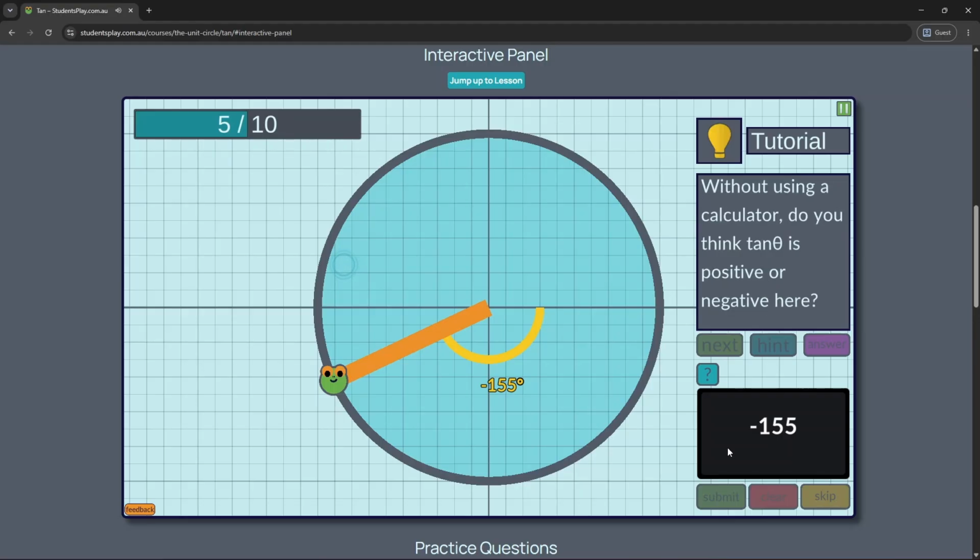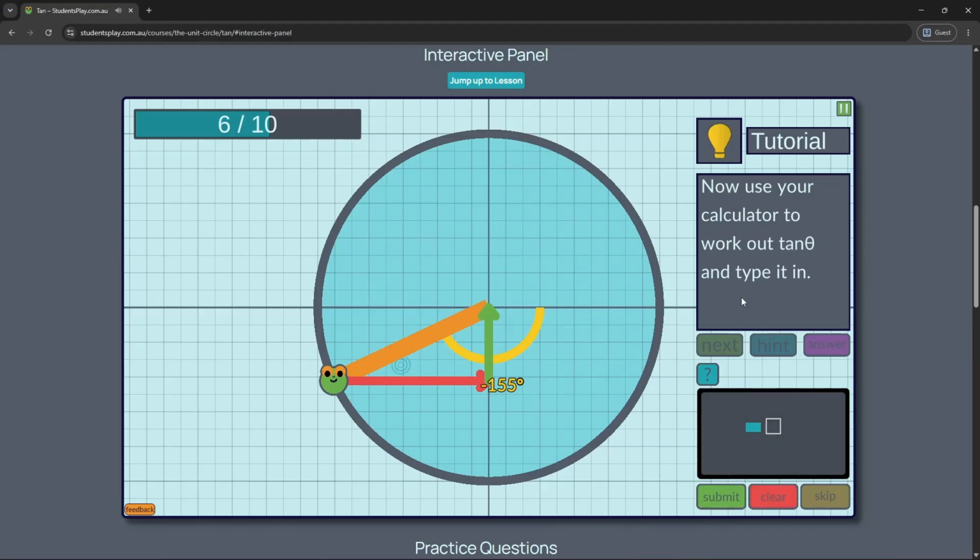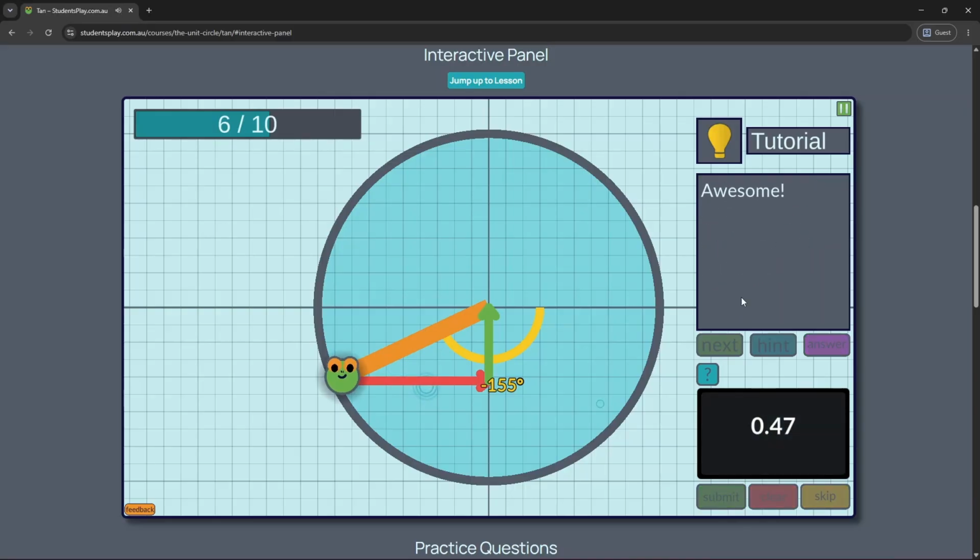Without using a calculator, do you think tan theta is positive or negative here? Well, it looks like it kind of goes downwards, right? But remember, we have to do the standard way of looking at it, which is to start on the left and run to the right, and then we can see that we rise positively, so that would be positive. Okay, as we run from left to right, we rise positively. Awesome. Now use your calculator to work out tan theta and type it in. Okay, tan of negative 155 is 0.47. Awesome.